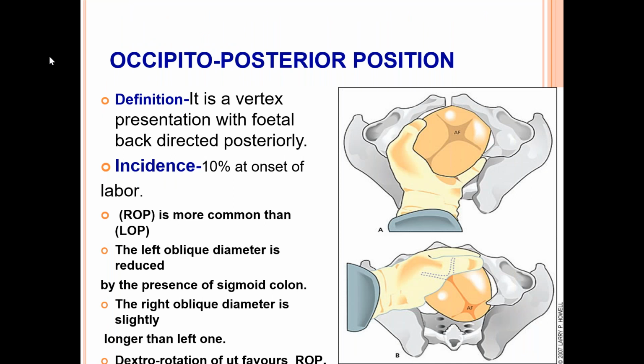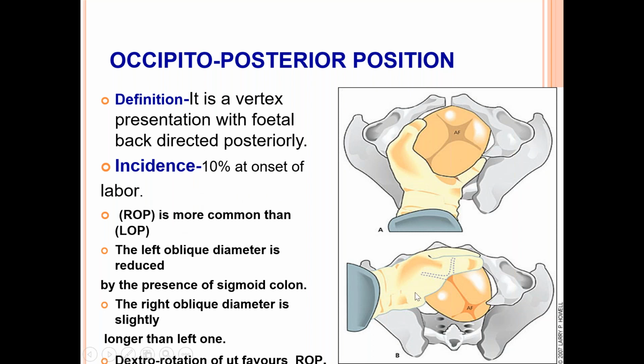So today we are primarily talking about the occipito-posterior position. What is the definition of occipito-posterior position? It is a vertex presentation with the fetal back directed posteriorly. It occurs in 10% of labors at onset. Normally the occiput is anterior, towards the pubic symphysis, but in the occipito-posterior position, the occiput is towards the sacrum. That's the main difference.